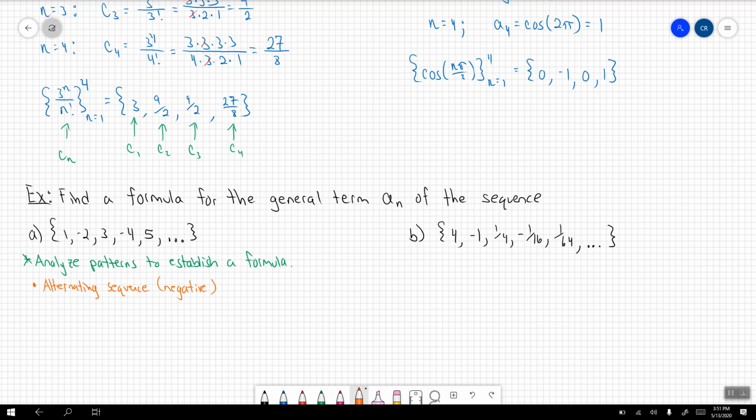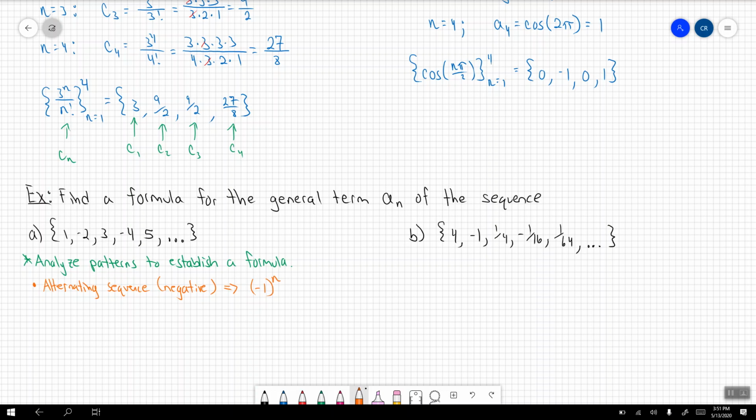Now, the big takeaway from an alternating sequence is this: when I have an alternating sequence, I'm going to have -1 to some power n. Because if n is 1, then this is going to be negative. If n is 2, then this is positive. If n is 3, that's negative. If n is 4, that means it's positive. So that value will keep alternating between negative, positive, negative, positive. And we want to have that at our disposal.